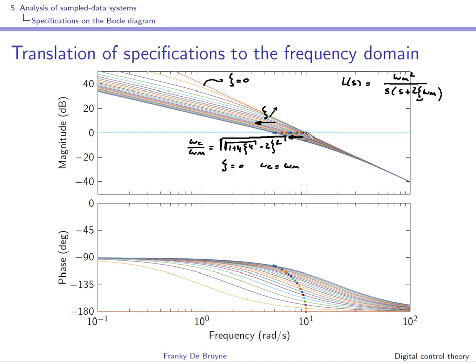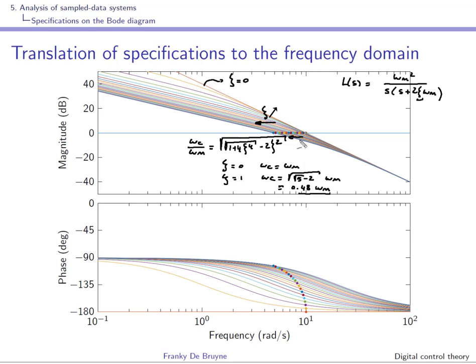In this case here omega n was 10 radians per second, and for zeta equal to 0, omega c corresponds to omega n. Let us take the other value, the maximum value here, zeta equal to 1, and then you can see here that omega c is the square root of the square root of 5 minus 2 times omega n, and this is approximately 0.48 times omega n, and this looks about right. So, yes, this is okay, right?